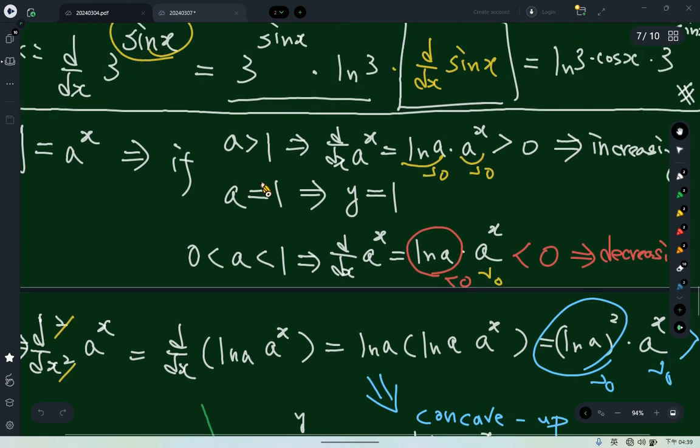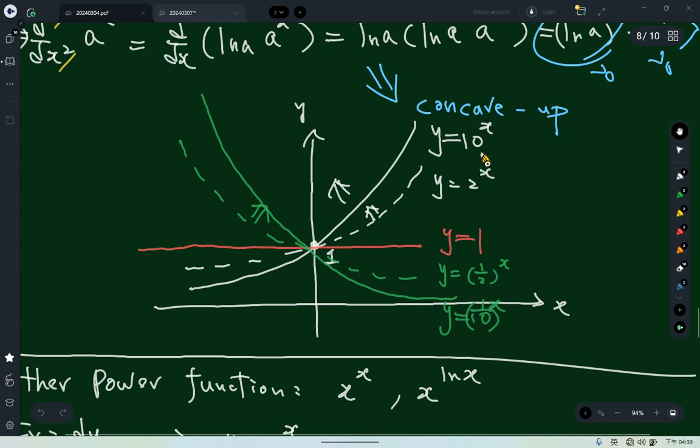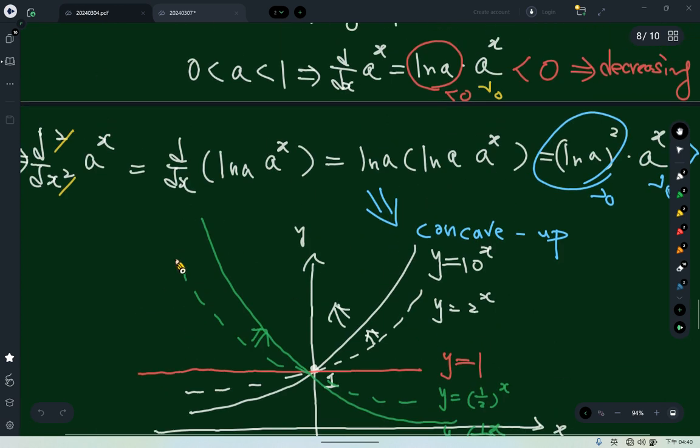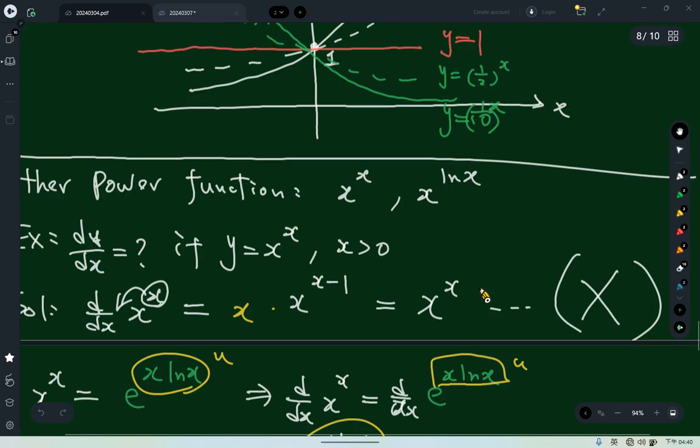Then we also tried to understand the behavior of y equals a to the power of x. Through the first order derivative and the second order derivative, we can get the result. If the base is larger than 1, then the function will be an increasing function. But if the base a is less than 1, then you can see the curve will become a decreasing function. But no matter whether a is larger than 1 or less than 1, this curve will always be concave up because the second order derivative is positive. Okay, we also learned this part.